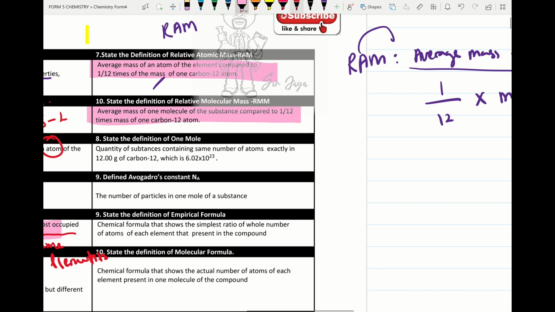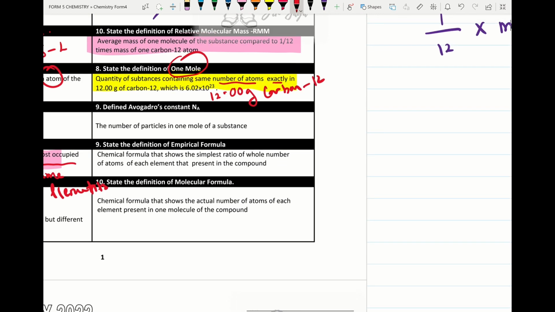So state the meaning of 1 mole. 1 mole means the quantity of substance that contains the same number of atoms exactly as in 12.00 grams of carbon-12, which is used as a standard atom in determining relative molecular mass, relative formula mass, and relative atomic mass. Alright, next one we move on to the Avogadro constant, which is the number of particles in 1 mole of substance. Alright, the most important definition is: state the definition for the empirical formula.